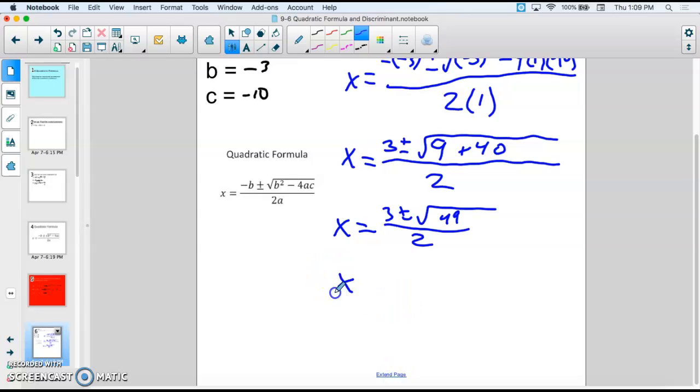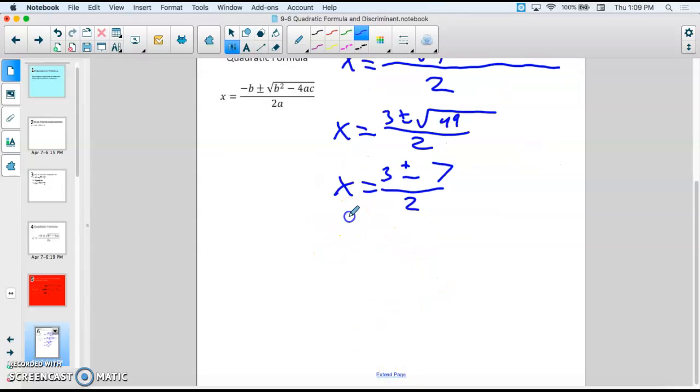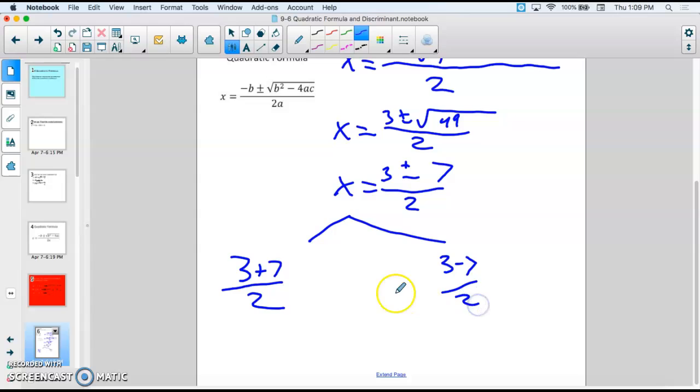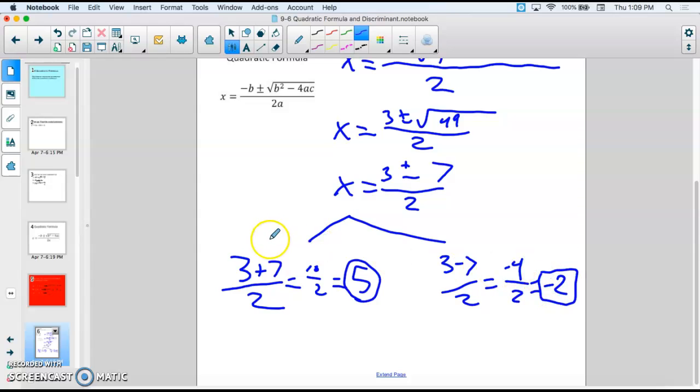All right, now we keep going here. 3 plus or minus the square root of 49 is 7, over 2. All right, now we have it seemingly as simple as we can get it. Now remember, there are two answers, and so here's where we split it up a little bit. We need to do 3 plus 7 divided by 2, and then 3 minus 7 divided by 2. So 3 plus 7 is 10 divided by 2, so one of our answers is 5. Okay, 3 minus 7 is negative 4 over 2, so our answer is negative 2. So those are our two answers.